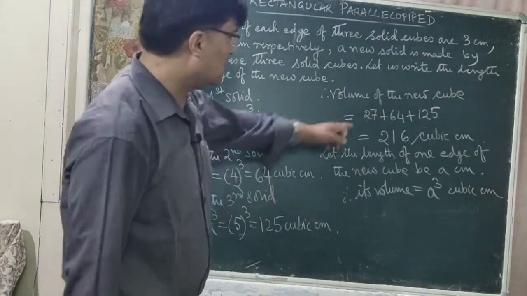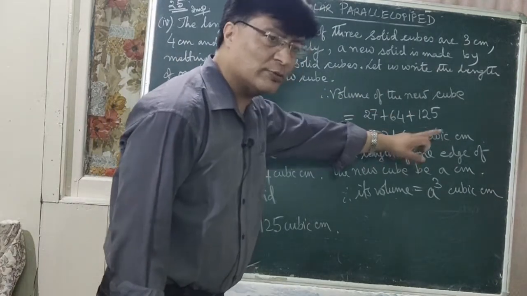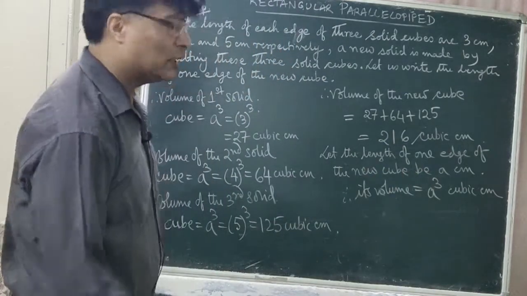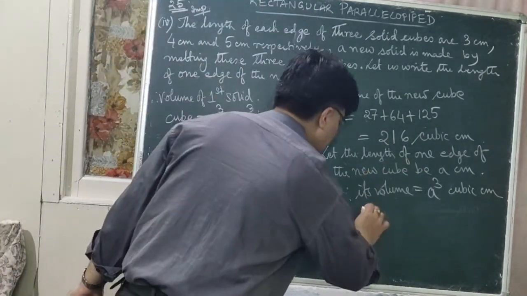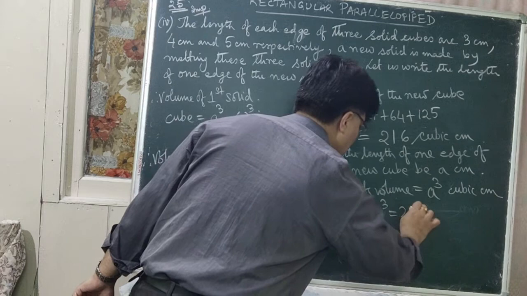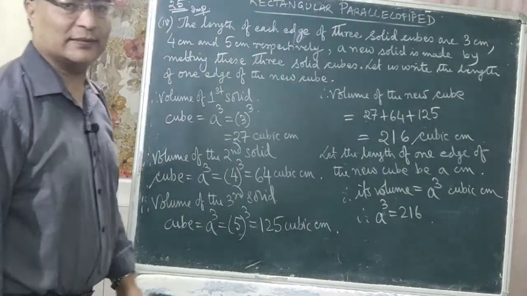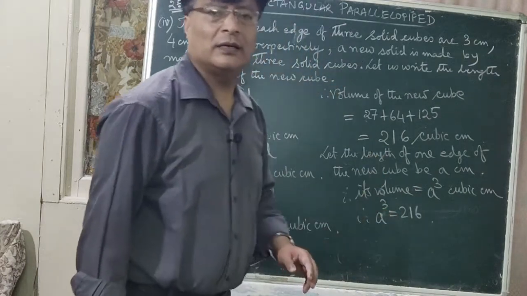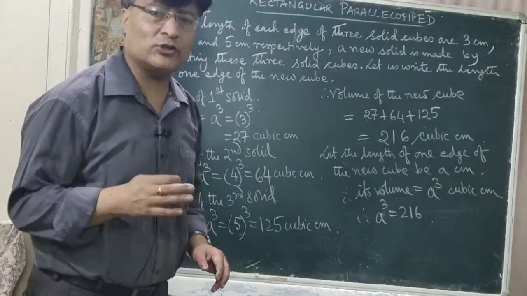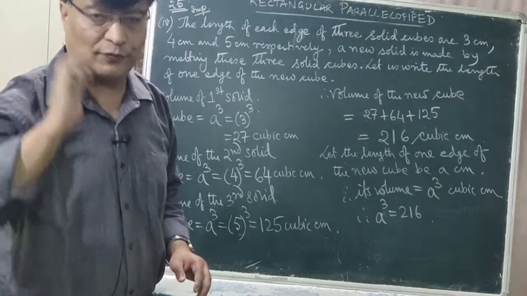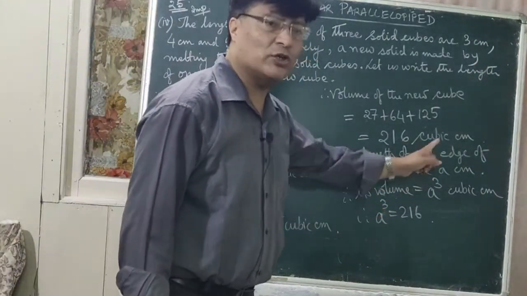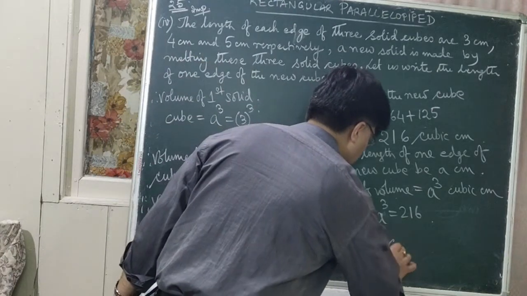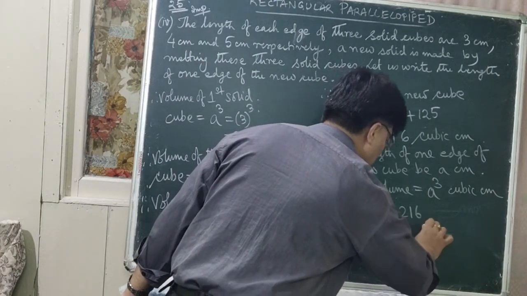So now this is the volume of the new cube, that is 216 cubic centimeter. This is also the volume of the new cube, that is a cubic centimeter. So these two must be equal, that is a cube is equal to 216. So I think you have understood it. If it is a cube, this 216 should be converted into some number whole cube. So which number to the cube is 216? That is your 6 cube. That is a cube is equal to 6 cube.